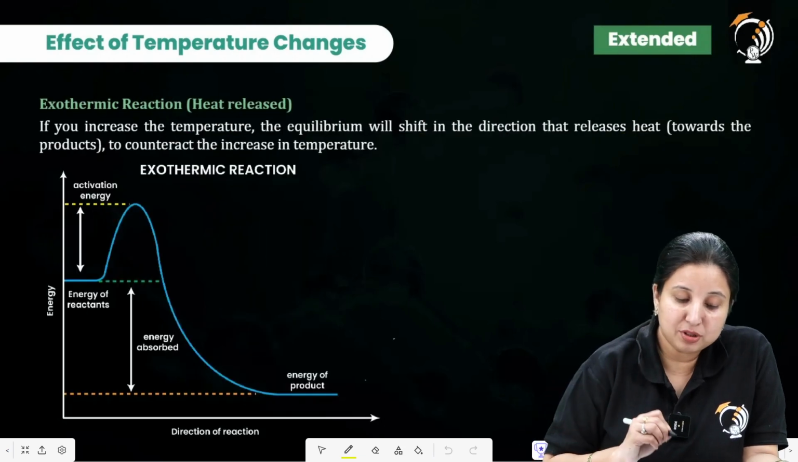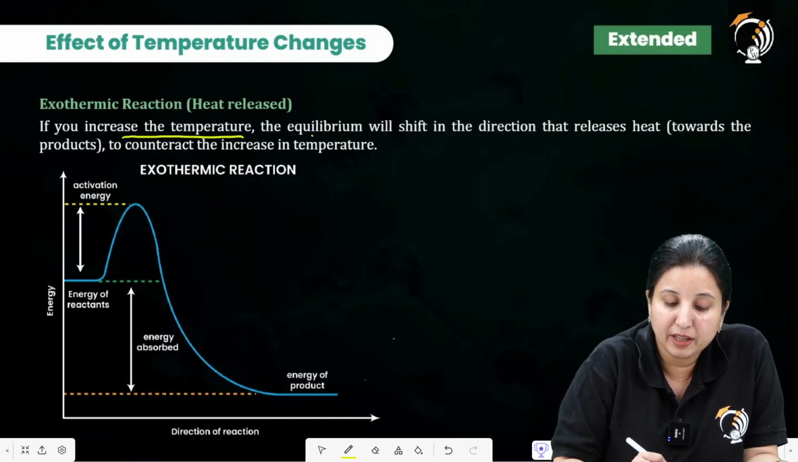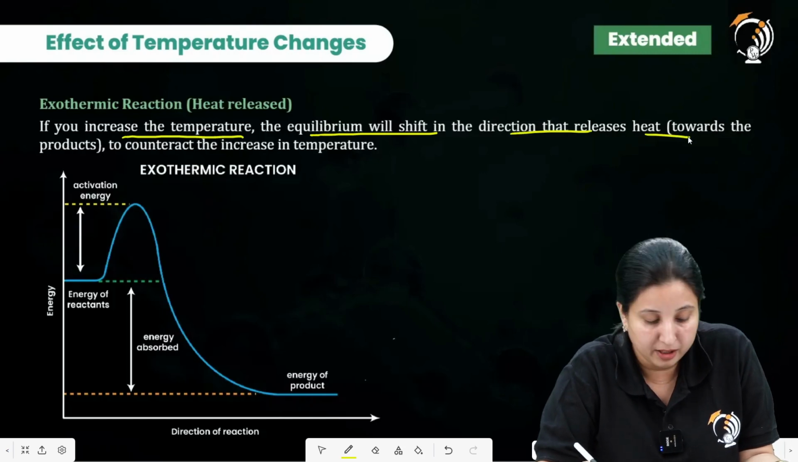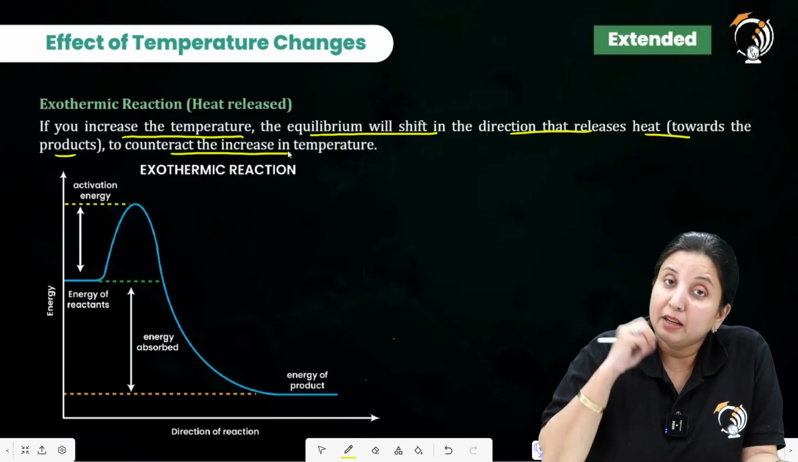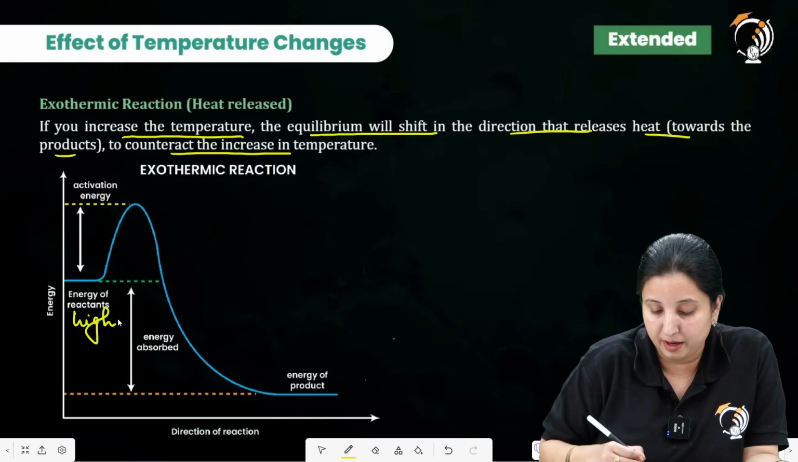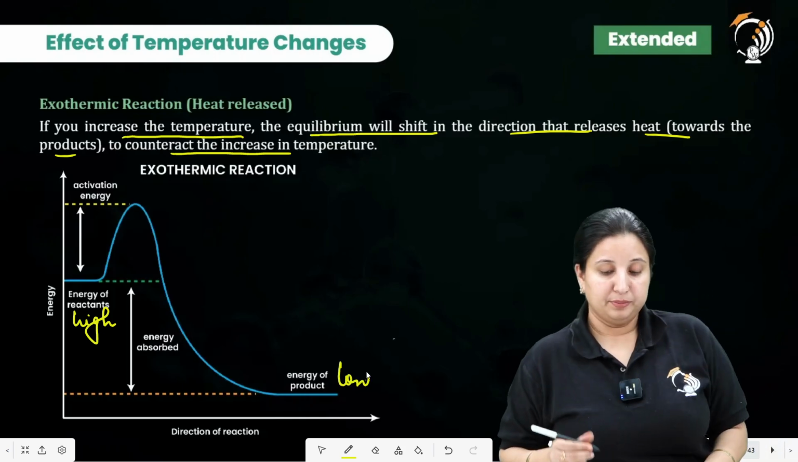Now coming to the exothermic, which means heat is being released. So if you are going to increase the temperature, the equilibrium will shift in the direction that releases the heat, towards the reactants, to counteract the increase in temperature. Now in this particular case, the energy of the reactant is going to be high, whereas the energy of the product is going to be low.